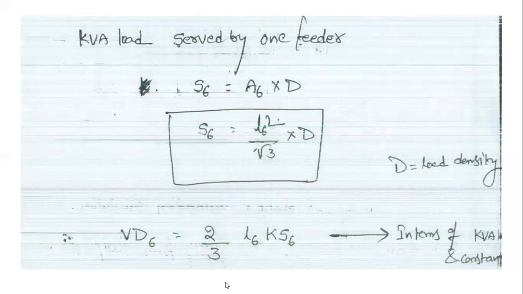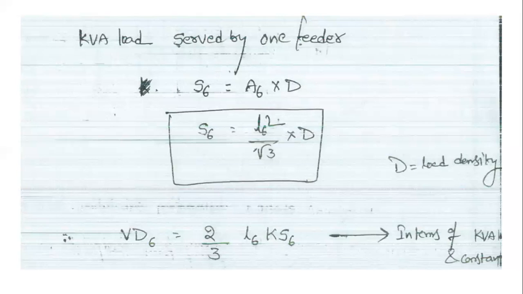As in the previous case, what is the voltage drop? The formula for the voltage drop VD6 is VD6 equal to 2 by 3 L6 K into S6, where K is the constant value and S6 is the KVA load served by the one feeder. What is the KVA served by one feeder? That is S6 equal to A6 into D.